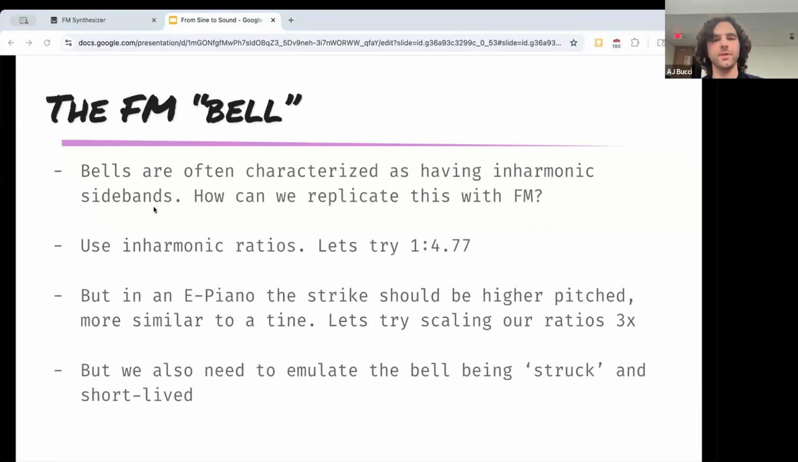Okay, we'll start with the bell or the tine. So bells are generally characterized as having inharmonic ratios. So the overtones in bells are generally not harmonic, they're more dissonant. And what that means is they usually have complicated ratios, either higher integer ratios or ratios that aren't whole number fractions. So a classic bell sound in FM, we can probably get using a ratio of 4.77, because I know that this sounds like a bell.